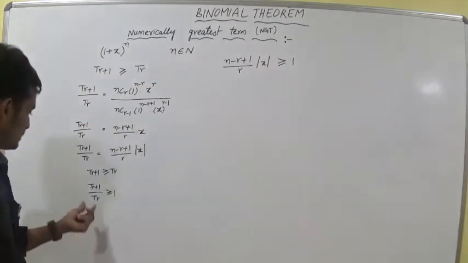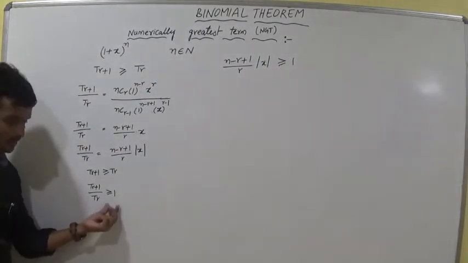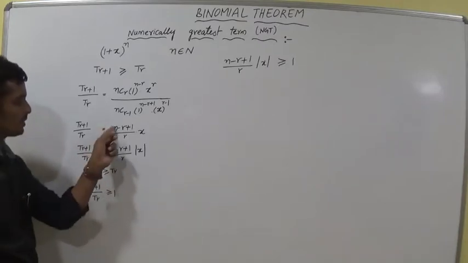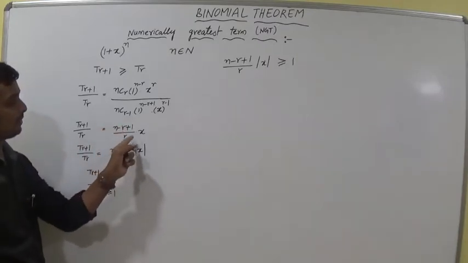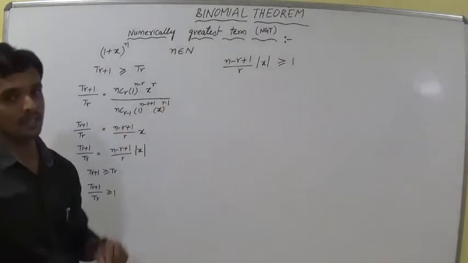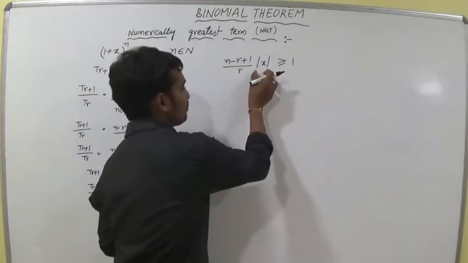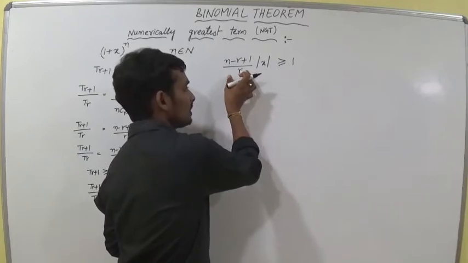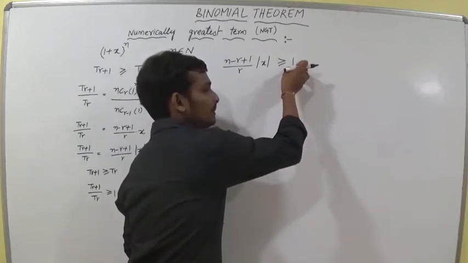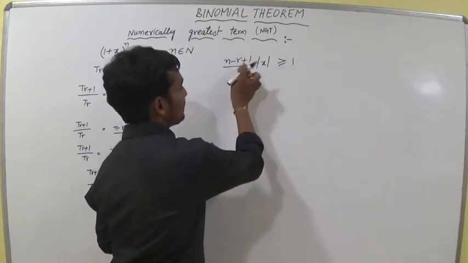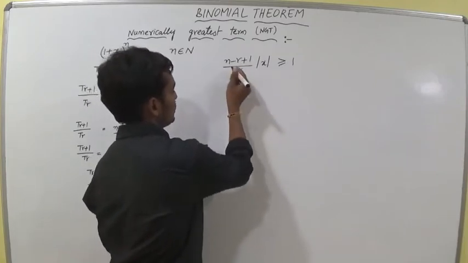Why? Because this is the way: t(r+1) by t(r) is greater than or equal to 1. So (n minus r plus 1) into r into mod x is greater than or equal to 1. I am writing one thing, be careful. This mod x is multiplying this whole term. I am transposing it to this side, it becomes 1 by mod x.